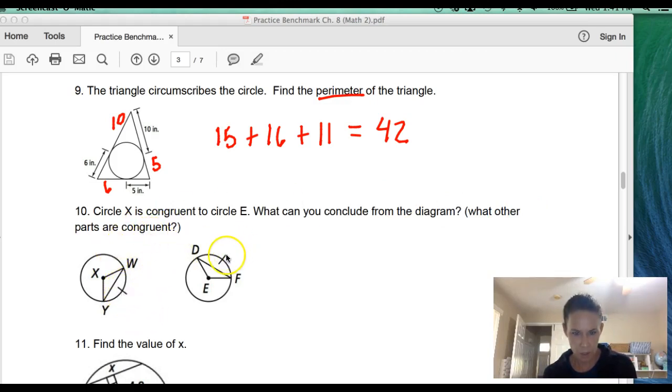Well, look, these arcs are congruent. And you know if the arcs are congruent, you also know the chords are congruent for that intercepted arc. So I'm going to say WY is also congruent. WY is congruent to DF.